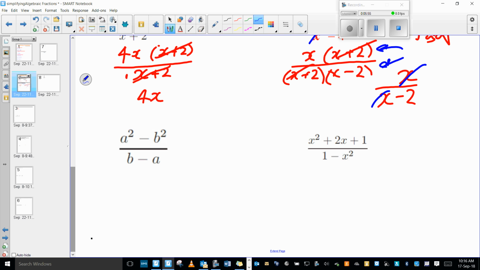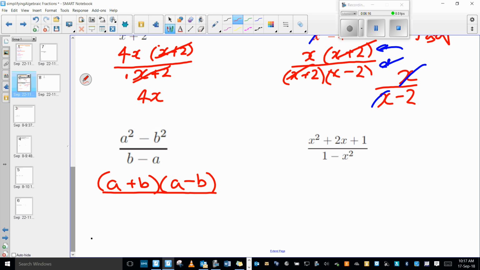Laura, how would I factorise a squared minus b squared? Love it. And bottom.